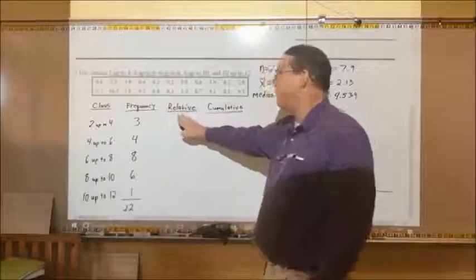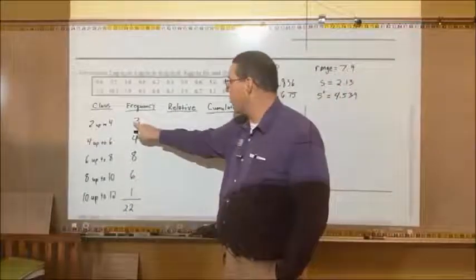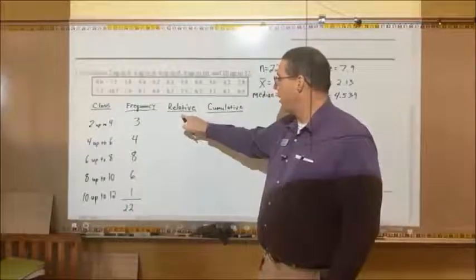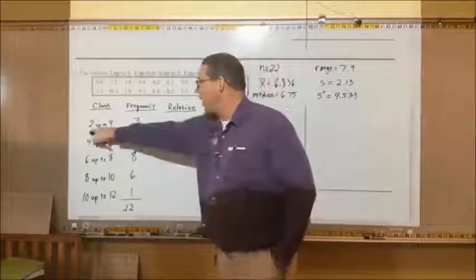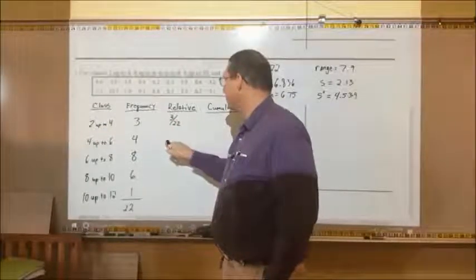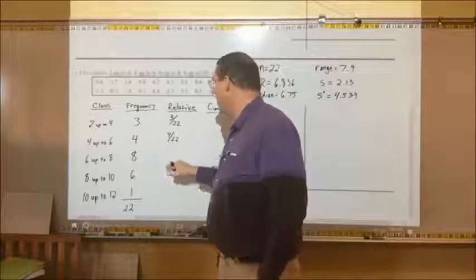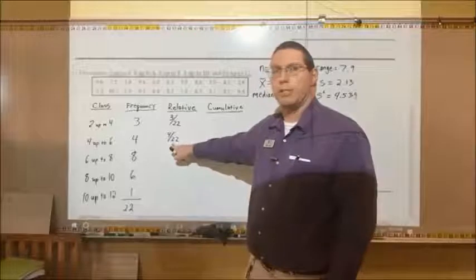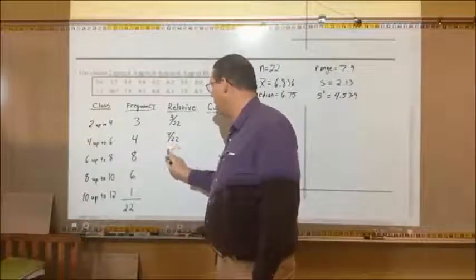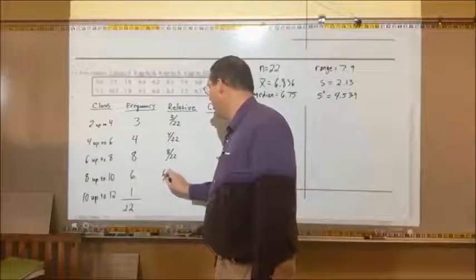So when we go over here to the relative frequency, all we're going to do is put this number over this number as a fraction. So the relative frequency for this first class is 3 out of 22. For this class, it'll be 4 out of 22. And you don't have to reduce these fractions. You can leave them like this. For this one, it's 8 out of 22. For this one, it'll be 6 out of 22.